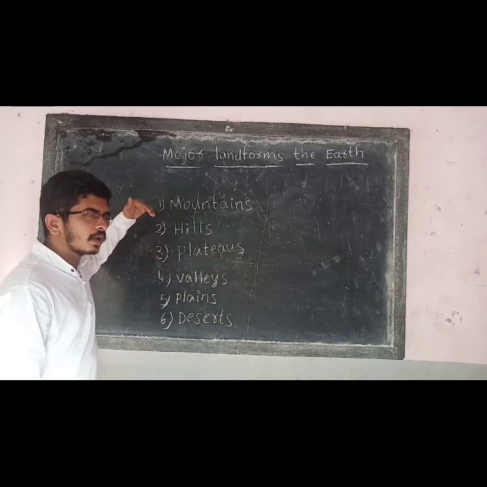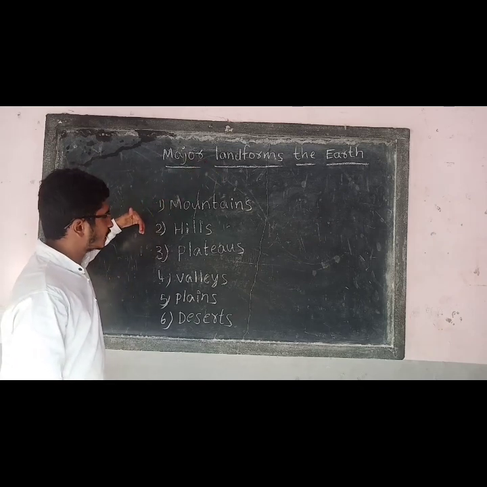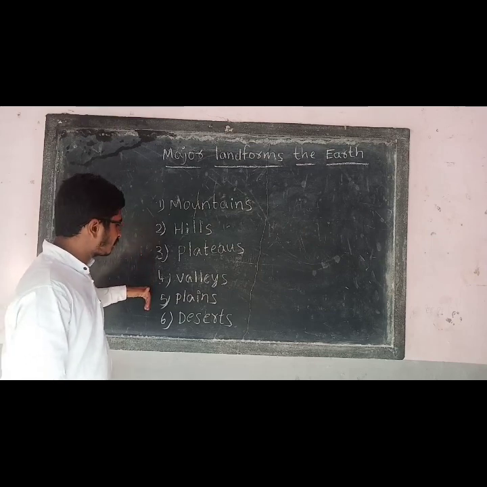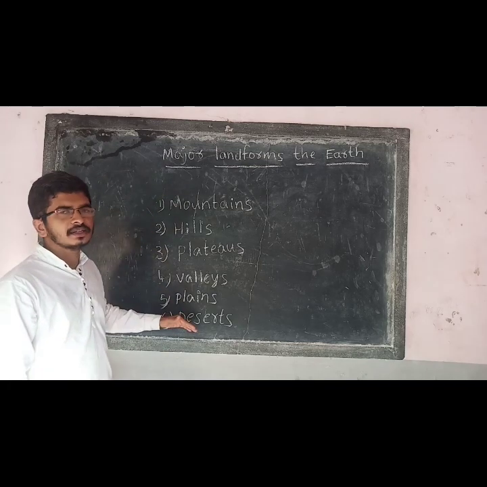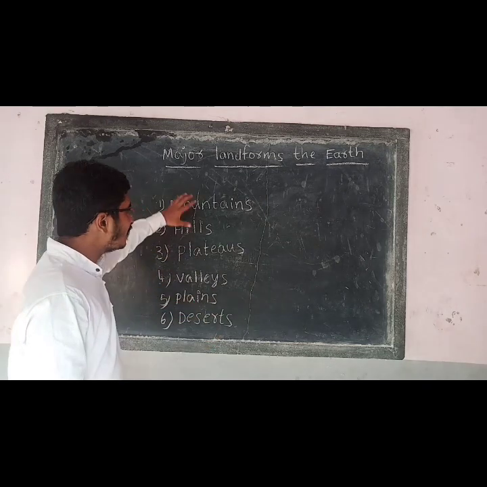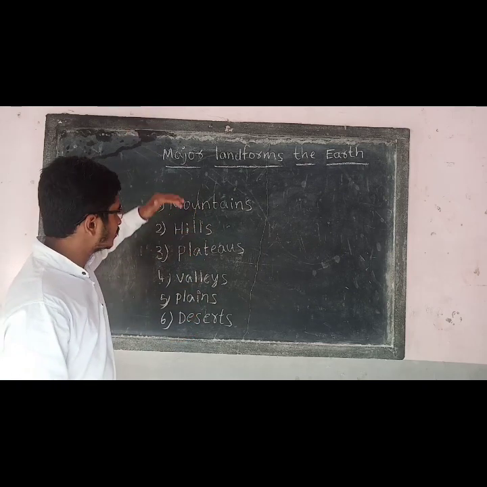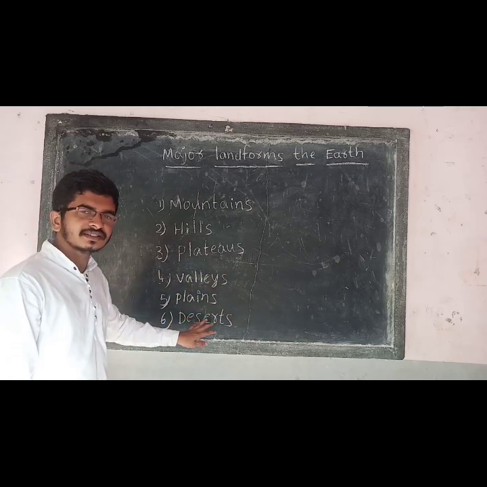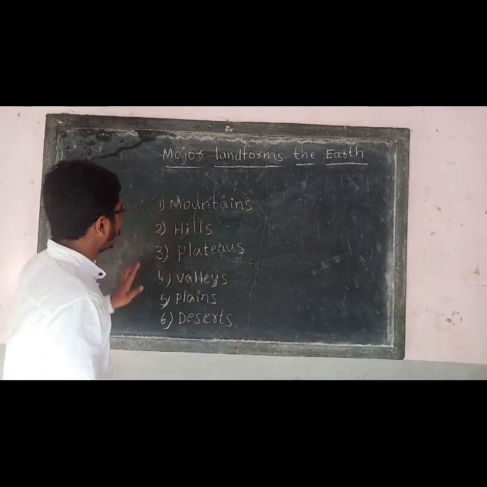Once again, repeat. Major landforms. First one is mountains. Second one is hills. Third one plateaus. Fourth one valleys. Fifth one plains. Sixth one deserts. So what is the difference between these? Mountains, hills, plateaus, valleys, plains, deserts. Every place is not the same, right? Mountains have high peaks, hills are a little low, plateaus are different, valleys are different, plains are different, deserts are different. So now we will learn briefly about the mountains.